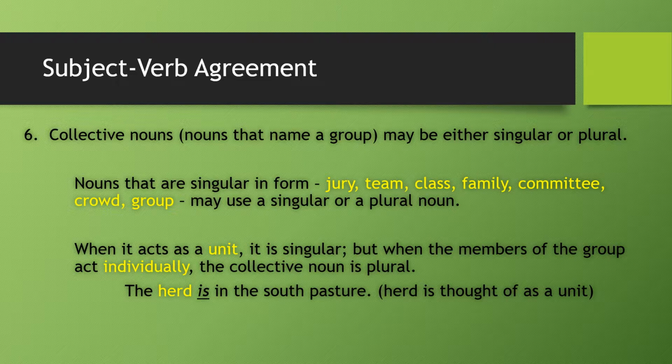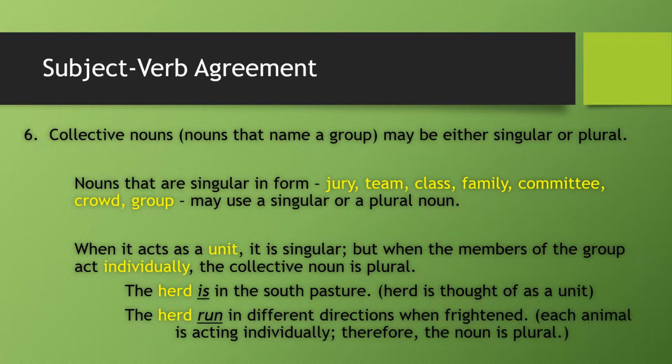But now, what if we're talking about the individual members of that herd? The herd run in different directions when frightened. Now, in this sentence, since we're talking about them all going in different directions, each animal is acting individually. So therefore, the noun is going to be plural. So when it acts as a unit, it's singular. But when the members of the group act individually, the collective noun is plural. So the context of the sentence determines whether the verb will be singular or plural.